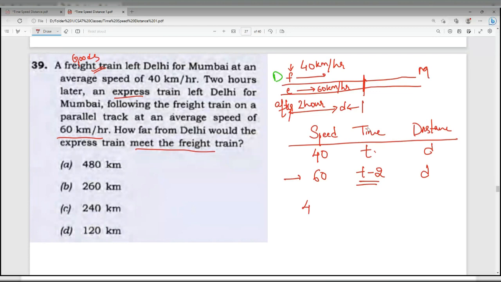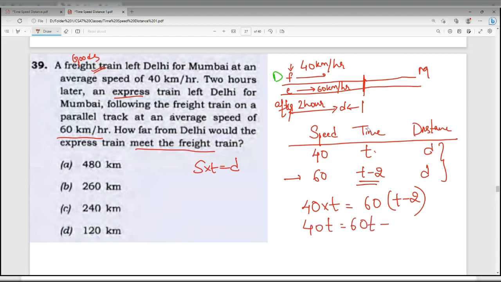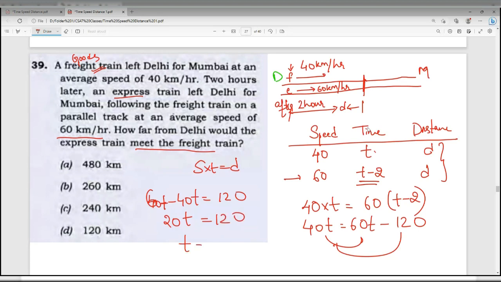Because we know that speed into time is equal to distance, and in both cases they cover the same distance. So 40 into t is equal to 60 into t minus 2. So 40t is equal to 60t minus 120. Moving terms, 60t minus 40t is equal to 120. That is 20t is equal to 120, and t is 6 hours.